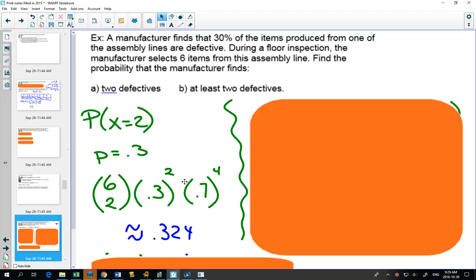A little reminder from our formula: if you drew a tree diagram for this, you would pick all the branches that have 2 defectives, 0.3s, and 4 good, non-defective ones. The number of branches that would have that is 6 choose 2. There would be 15 branches that have 2 defectives and 4 good ones. Multiplying all that together gives us a 32.4% chance.